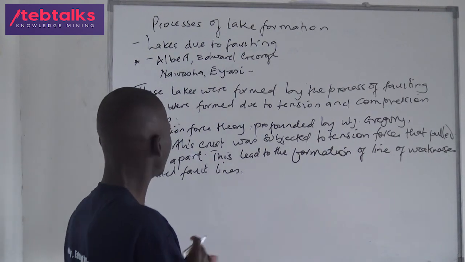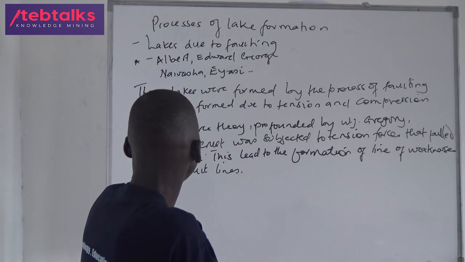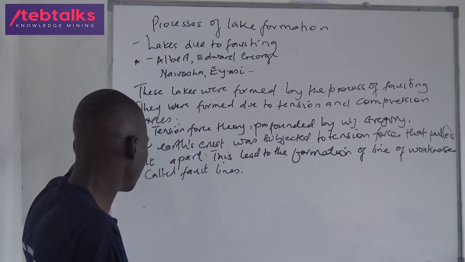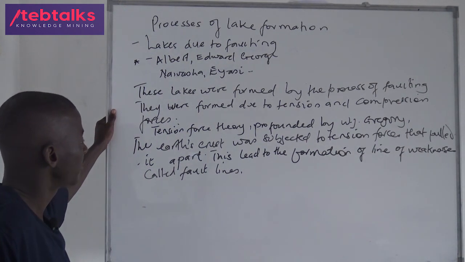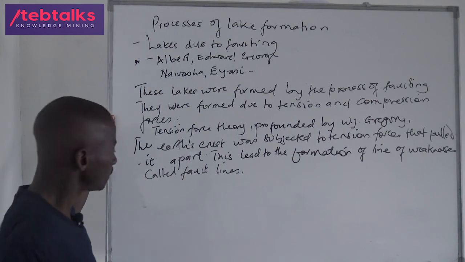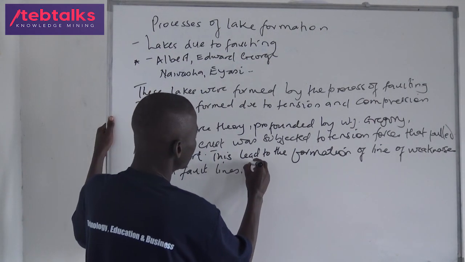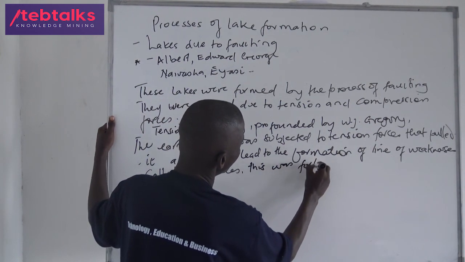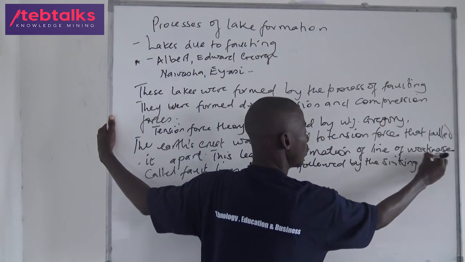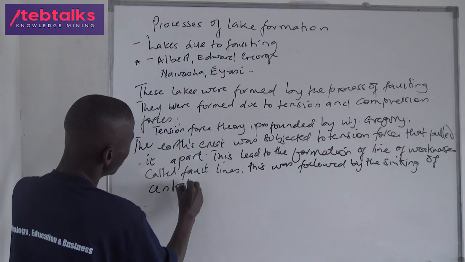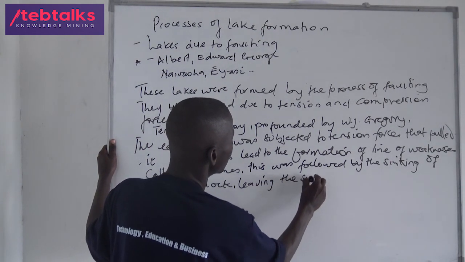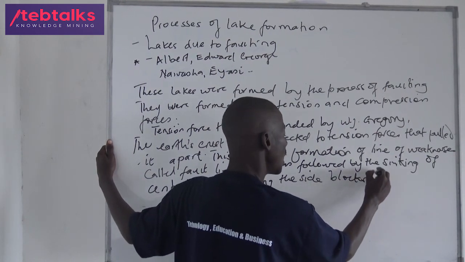So we are trying to explain the tension force theory. We are using the tension force theory to explain the formation of the lakes within the Rift Valley of East Africa. First and foremost, we have to explain how the Rift Valley was formed. Then from the Rift Valley formation, we can explain how the lakes were formed. So after the lines of weaknesses were created, this was followed by the sinking of the central block, leaving the side blocks hanging on their own weight.